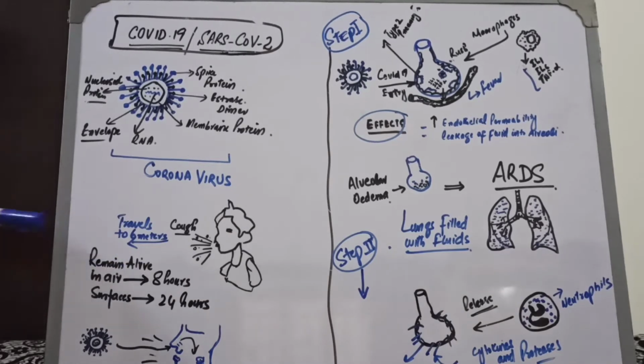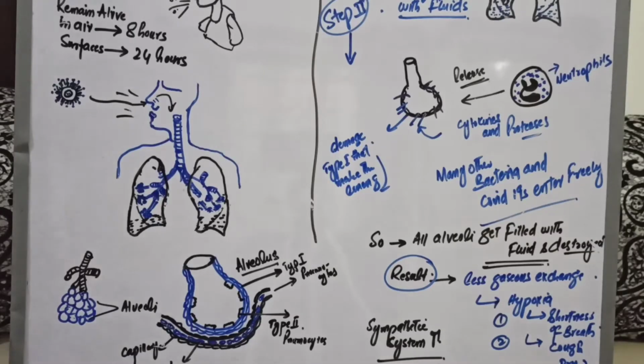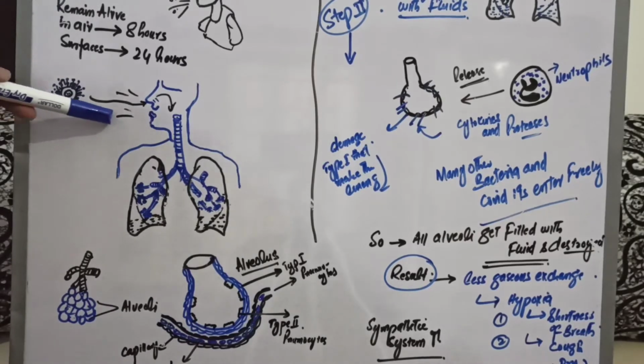So they remain in the air for at least 8 hours. Previously, it was told it was only 3 hours. It remains on the surface for 24 hours. So it is always airborne, and it also remains on surfaces like tables, chairs, etc. for 24 hours. So how do we get it? We either go to a place where somebody has already coughed or sneezed, so we inhale that particle.